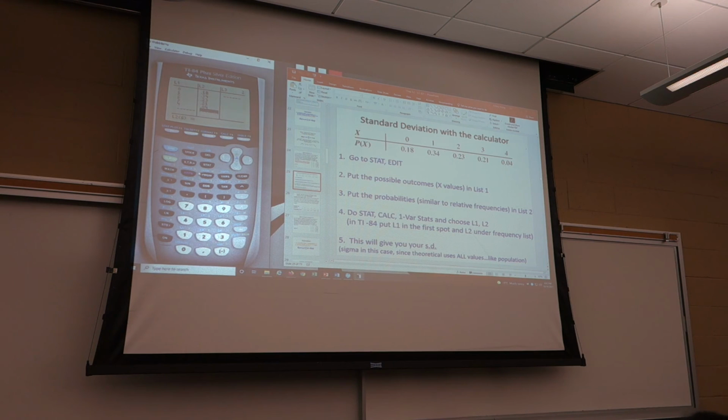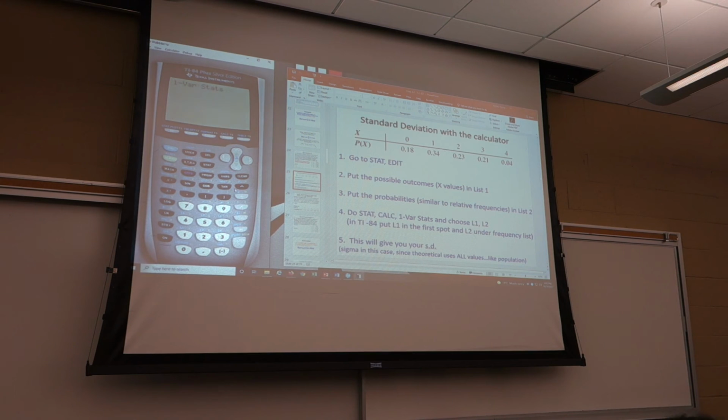Then we're going to go to stat, right here in the middle, and we're going to go to calc. So stat, and then arrow over to calc. I want 1-Var Stats, because we still only have one variable. We have one variable and the probabilities of that one variable. So it's still one variable. So 1-Var Stats, hit enter, or hit 1 either way.